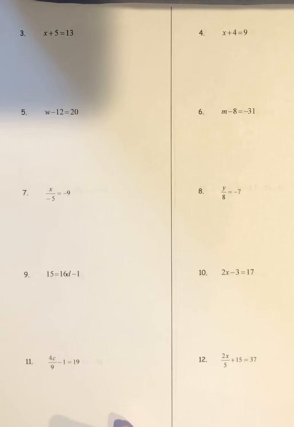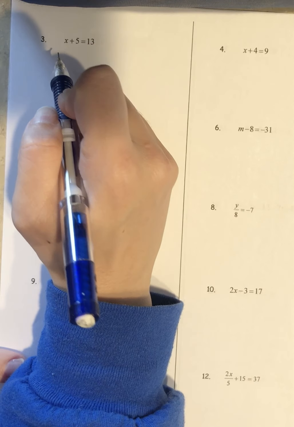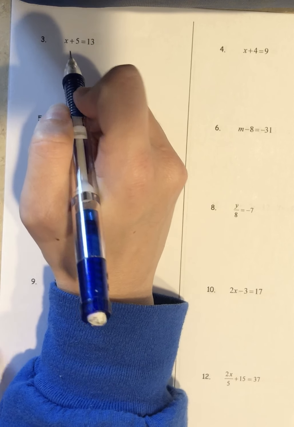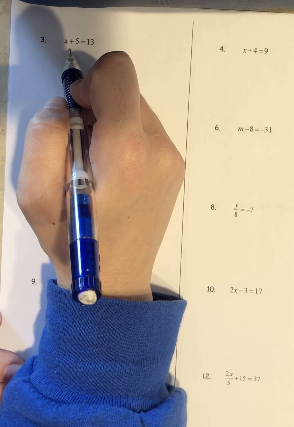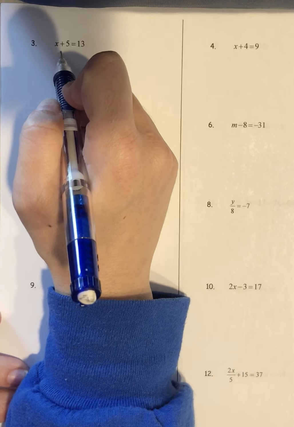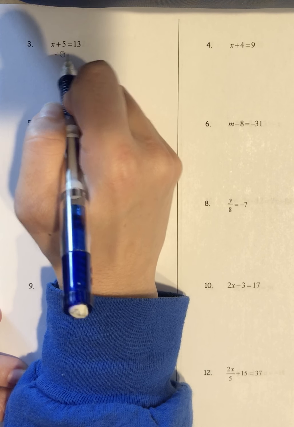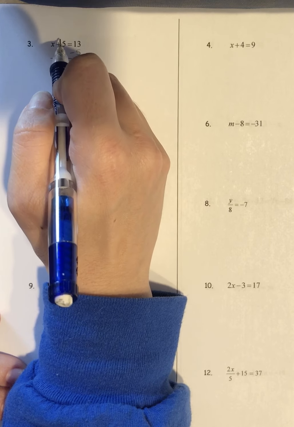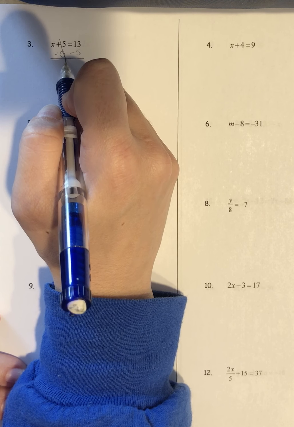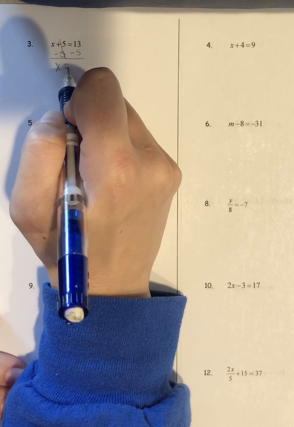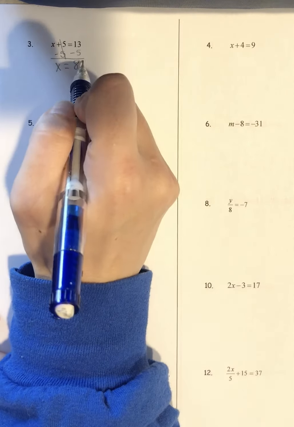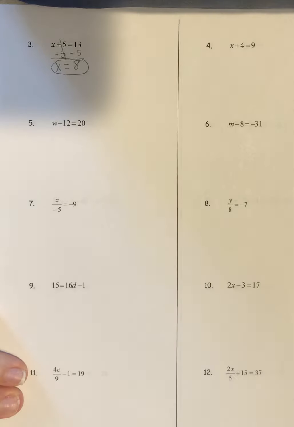If we look at number 3, it says x plus 5 equals 13. The opposite of adding 5 to both sides is subtracting 5 from both sides. So we subtract 5 from both sides of the equation. When I subtract 5, the 5's here cancel. We get x equals, and 13 minus 5 is 8. The x is alone, so that's your final answer.